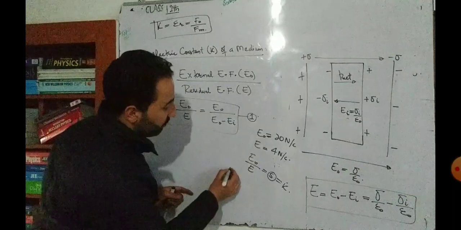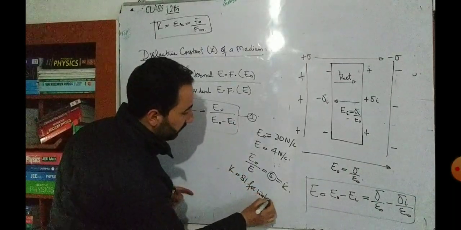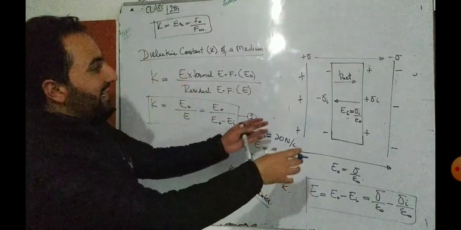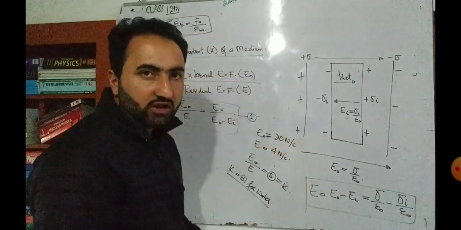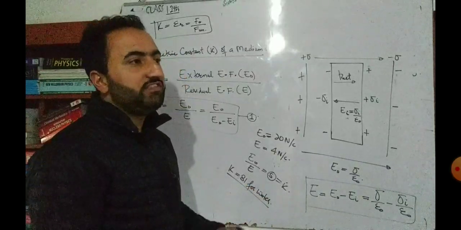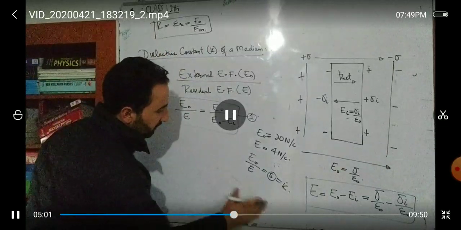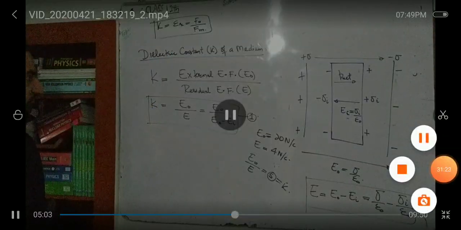अगर आपको याद होगा K is equal to 81 for water, that means if this entire arrangement is dipped inside water, the electric field will become E0 by 81, will weaken by 81 times. ठीक है ना बेटा? Okay, so simple it's like this. Okay, so K is equal to this.